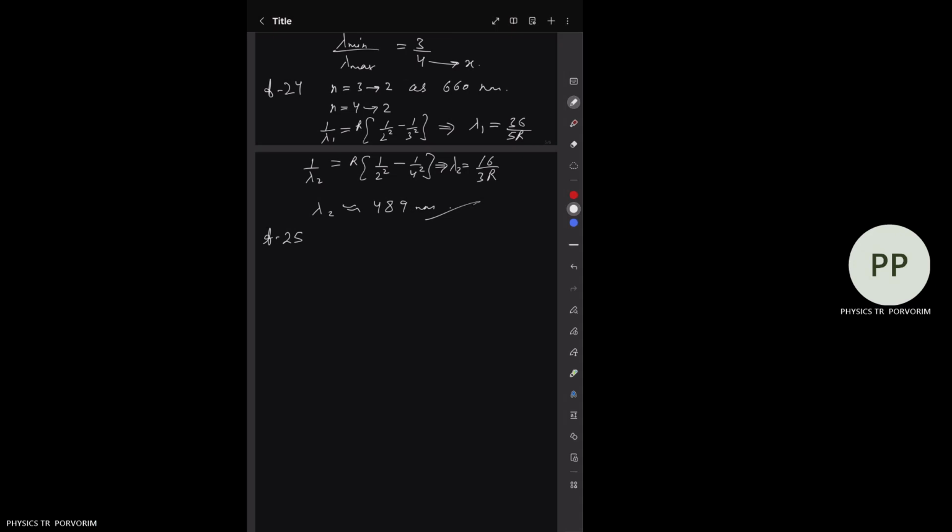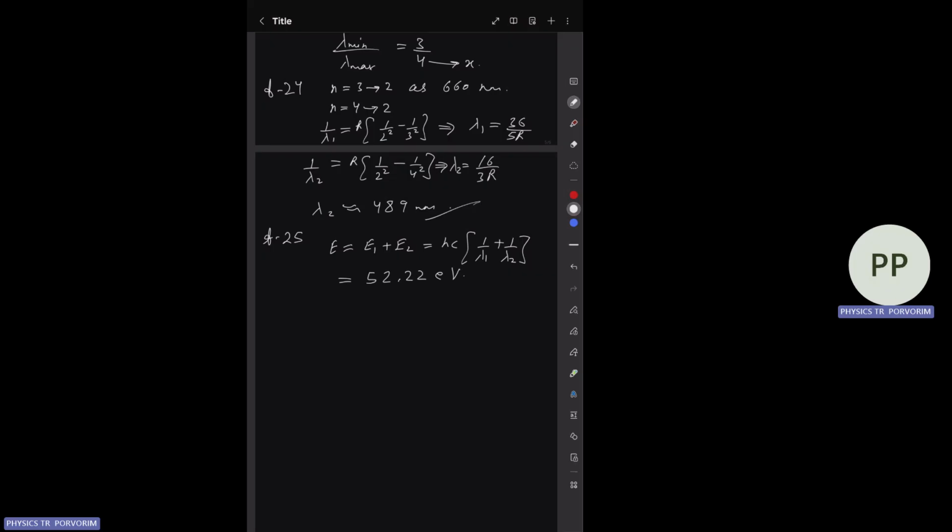25. An excited helium plus ion emits two photons in succession with wavelengths given, in making transition to ground state. The quantum number n corresponding to its initial state is what we have to find out. So it emits two photons. So the total energy of the photons emitted is given by E1 plus E2. Okay, so it can be written as hc (1/lambda 1 + 1/lambda 2), and lambda 1, lambda 2 are given to us.